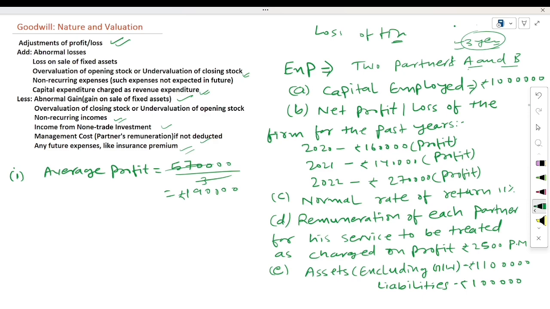So here remuneration is given, 2500 per month, each partner. Each partner, in the sense both the partners will get remuneration. So we have to calculate the average normal profit. How much? Average normal profit: 190,000 minus 2,500 into 2 into 12, because this is monthly. We have to convert it into the year.